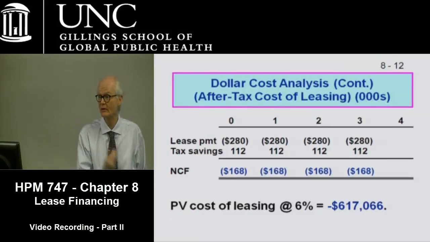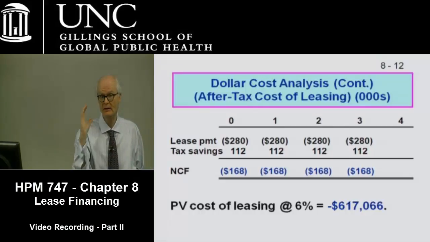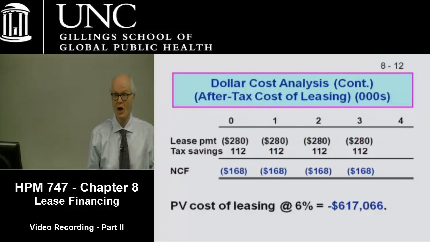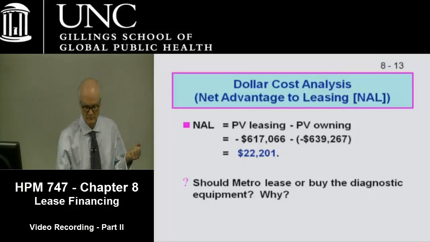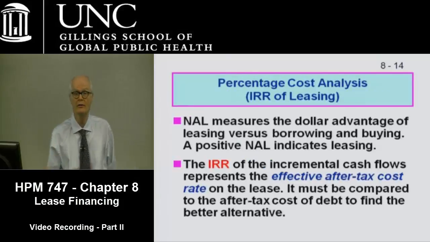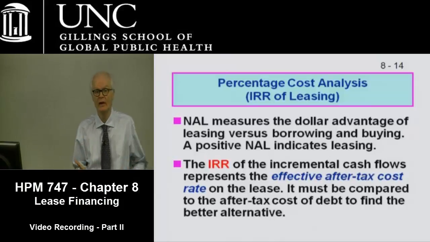So you're using the same discount rate on both the after-tax borrowing cash flows and the after-tax leasing cash flows. Essentially all we're doing is comparing those two numbers to calculate the present value of the cost of leasing compared to the present value of the cost of borrowing and buying. The net advantage to leasing measures the dollar advantage of leasing versus borrowing and buying. A positive net advantage to leasing means that leasing is preferable, and a negative NAL indicates that borrowing is preferable.